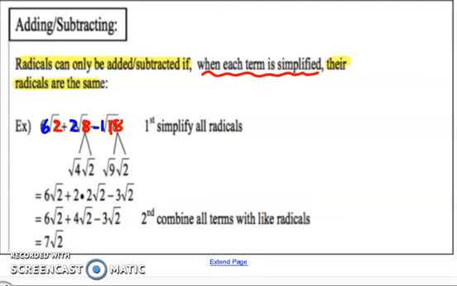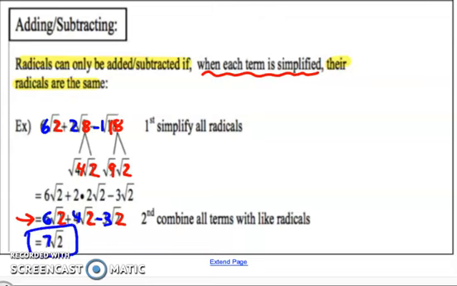However, if you look at 8 as 4 times 2, and if you look at 18 as 9 times 2, well then through some simplifying, you can get to this step down here, where all of the square roots have just a 2 underneath. Then, in that situation, I can do 6 plus 4 minus 3, which is 10 minus 3, which is 7, and then I have my square root of 2.